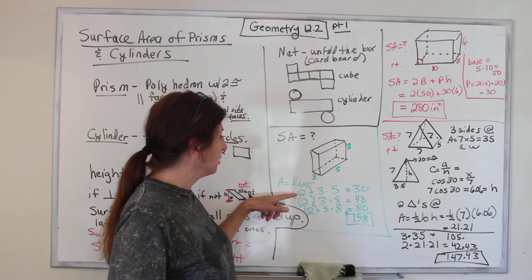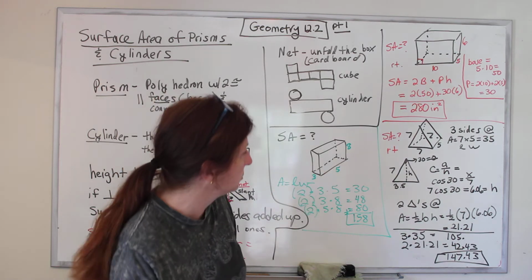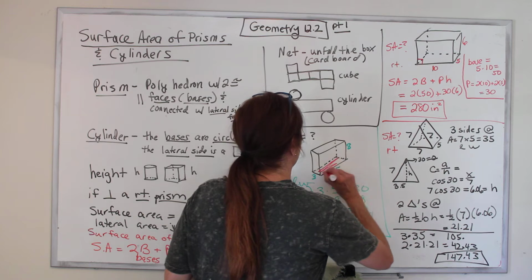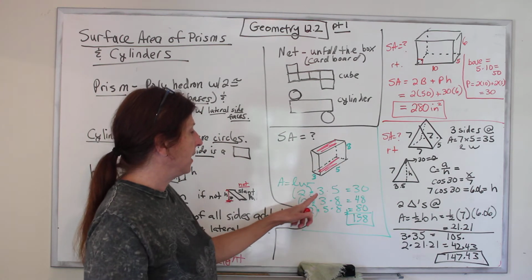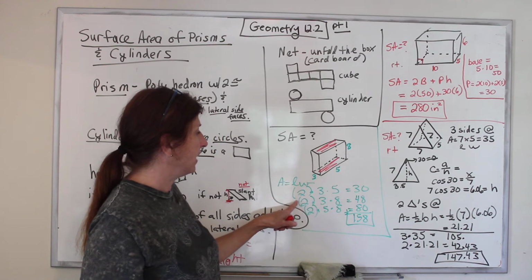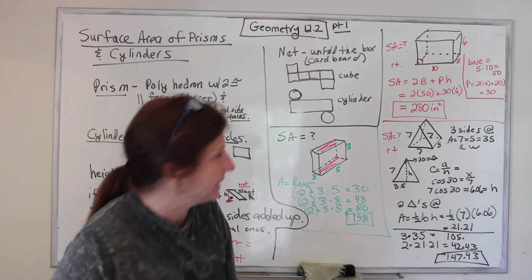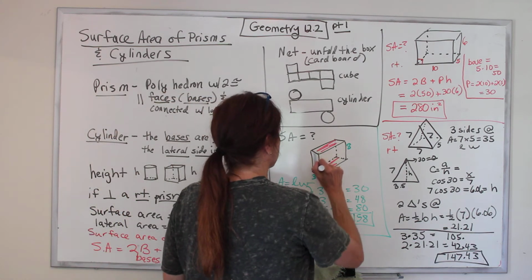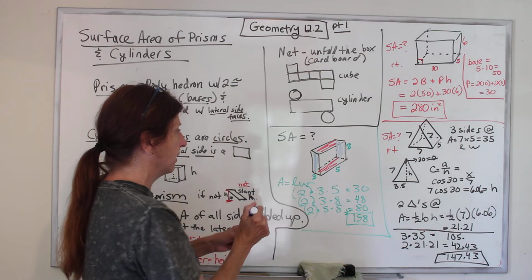So I have 2 sides that are 3 by 5, which would be this bottom side and the top side. So that's length times width times 2, and that's 30. Then I've got 2 that are 3 by 8s. They're these end pieces. So I multiply 3 times 8 times 2, and I get 48.